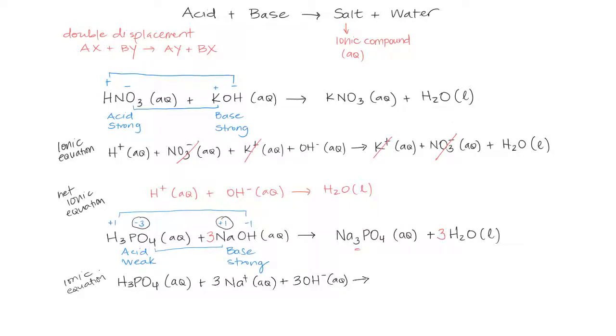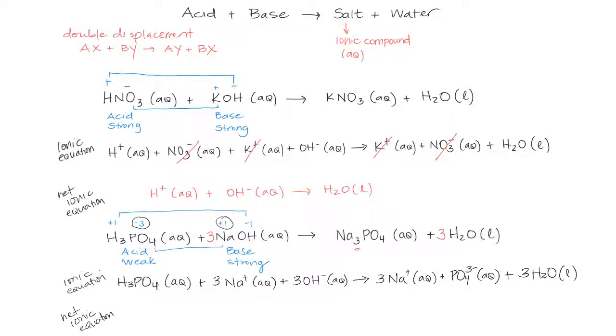And on the products, sodium phosphate, that's our salt, our ionic compound, and so that's going to dissociate, give us 3 Na+ and 1 phosphate ion. And our water doesn't ionize, so we'll leave that as is.